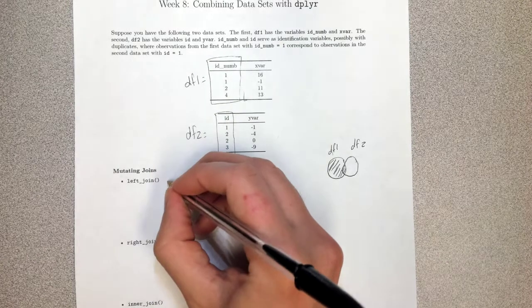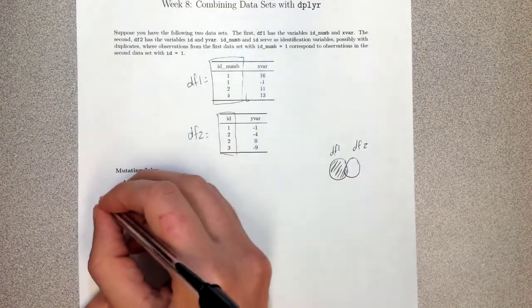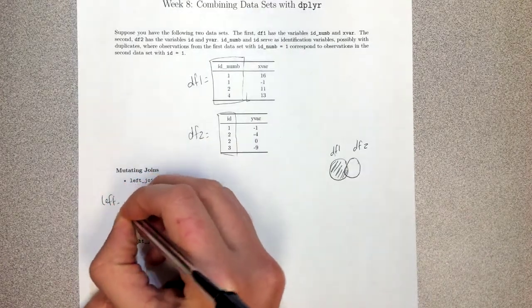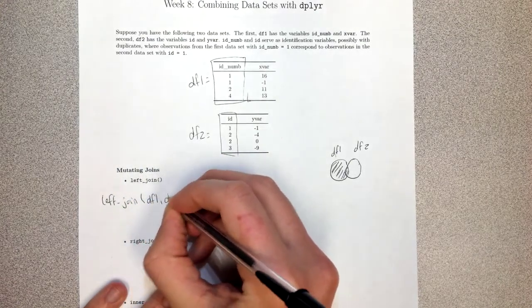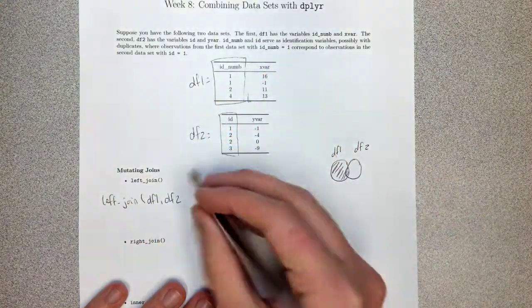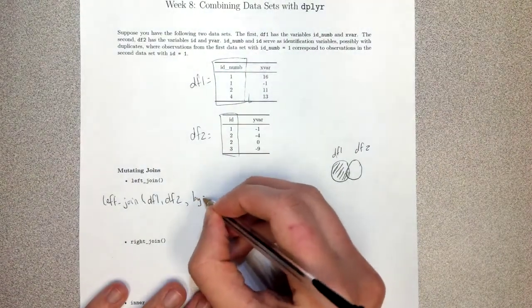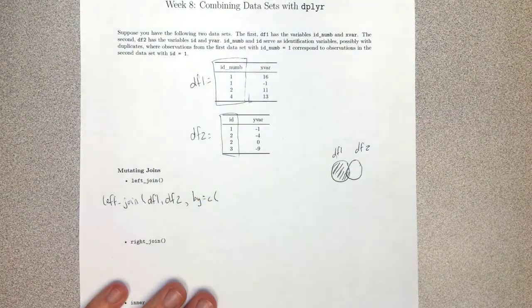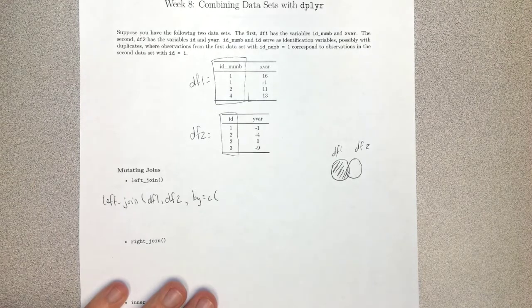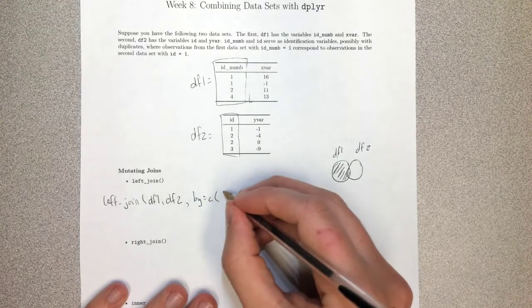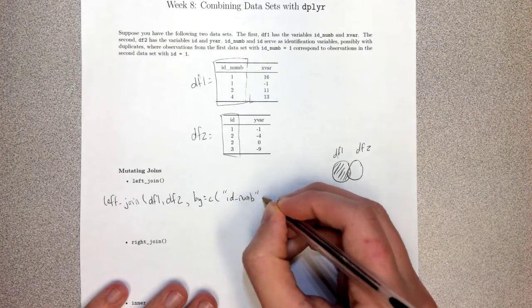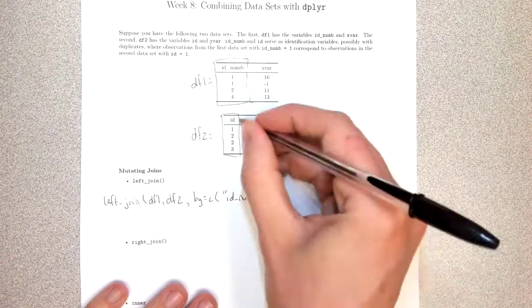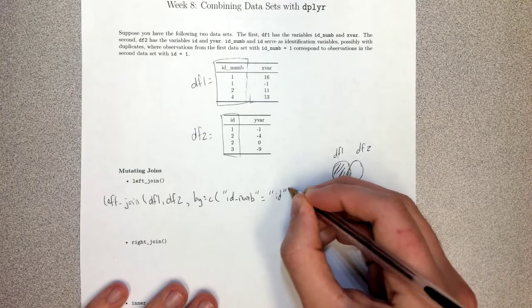The syntax, for all of these joins, is just the names of the two data sets, in this case DF1 and DF2, and then this by argument, which specifies the key in each data set. The key in the first data set is this ID num. In the second data set, the key is ID.